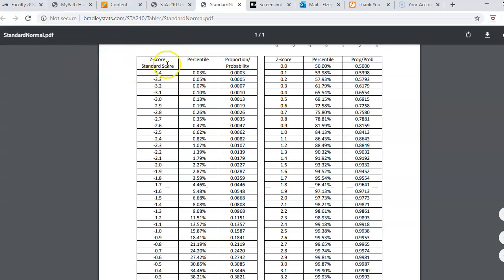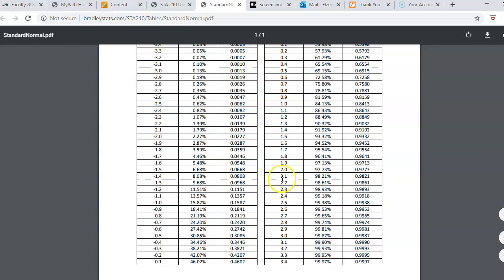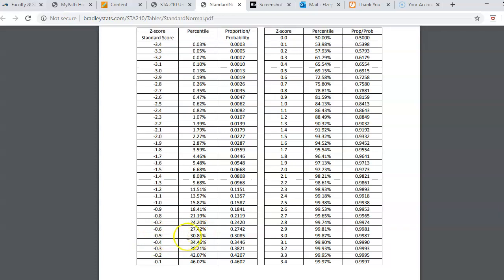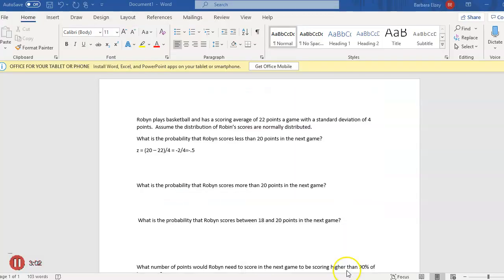Notice here's the z-score column, and we're going to find -0.5, which is right here. And if I look across from -0.5, there are two things. There's a percentage and there's a probability. And those two are essentially the same thing, except when the problem asks for percent, we want to report this 30.85%. When it asks for probability, we want to report the decimal, 0.3085. So let's go back, 0.3085.